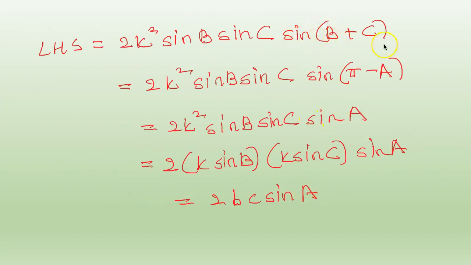Now A, B, C are the angles of a triangle, so B plus C is pi minus A, and sin of pi minus A is sin A. So it is 2K squared sin B sin C sin A. We can group one K with the sin B, one K with the sin C. Now K sin B is b, K sin C is c. So it is 2bc sin A, which is our RHS.